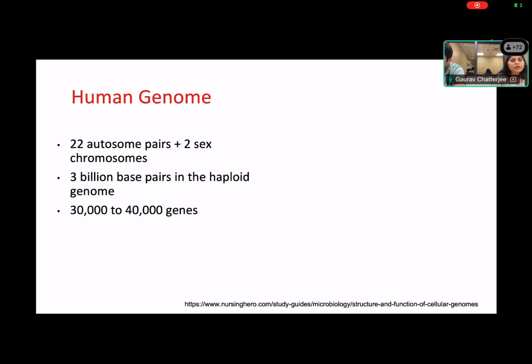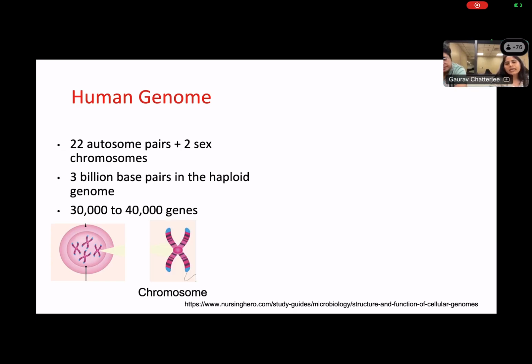In molecular biology, we try to understand the human genome, which comprises 22 autosome pairs with 2 sex chromosomes. In these chromosomes, we have multiple genes. We have 30,000 to 40,000 genes, which have 3 billion base pairs. If we look at a cell that has a nucleus, it has these chromosomes, which have multiple genes as well as intergenic regions.